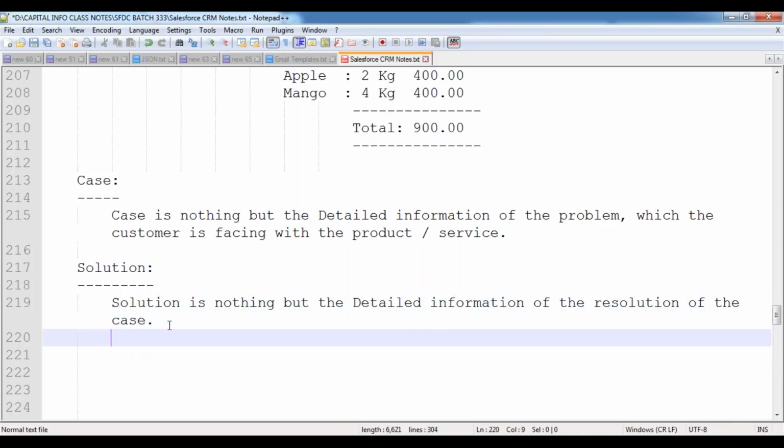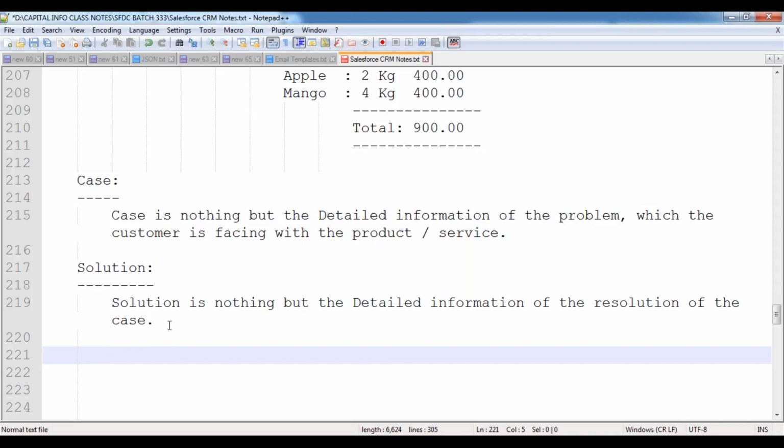Now in this case, what happened? The customer raises the case, and then as an organization, we provide the solution. How? By using our service team. Our service team receives the cases from the customer side and resolves the customer's problem. Either they go to the customer's place directly, or the customer visits our service center, and then we provide the solutions to our customer problems. This is taken care of by the service team or the service department.